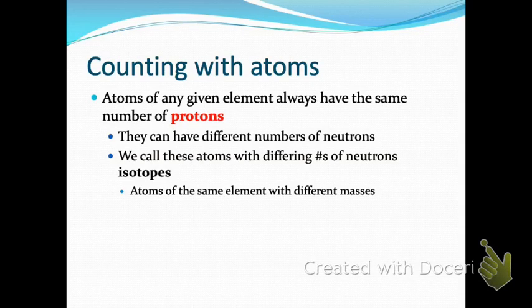So I'm going to show you an example of this with hydrogen. Hydrogen has 3 isotopes. If I'm talking about isotopes of hydrogen, how many protons does each of those hydrogen isotopes need to have? 1. They cannot have more than 1 proton, because if they have more than 1 proton, it's no longer hydrogen.